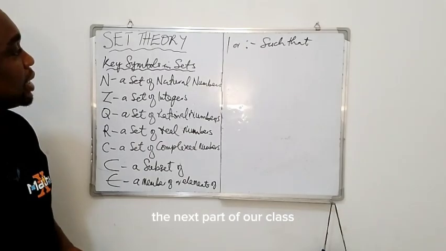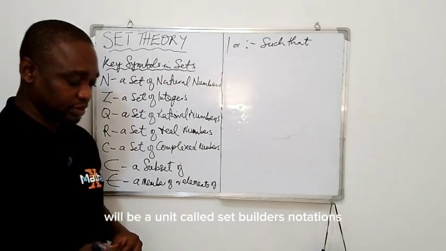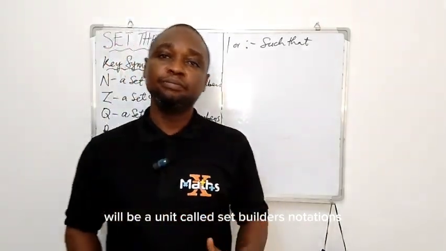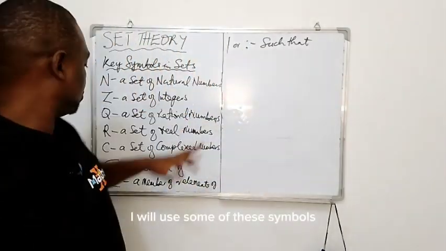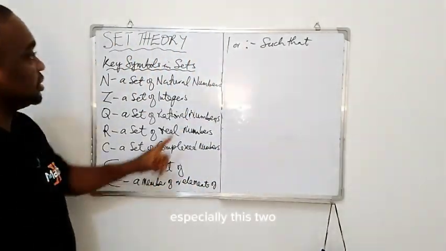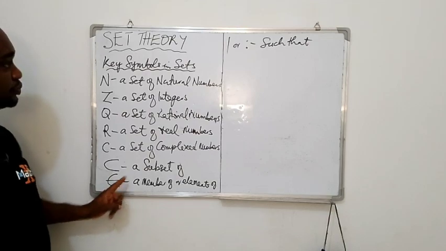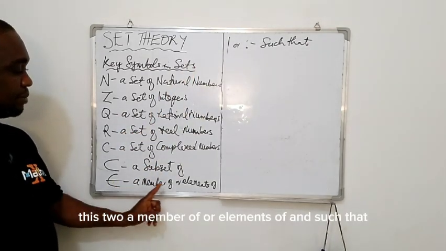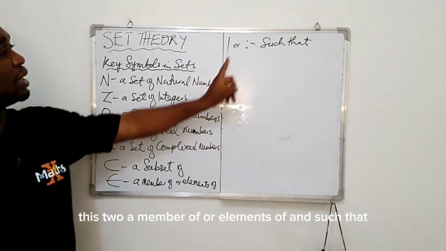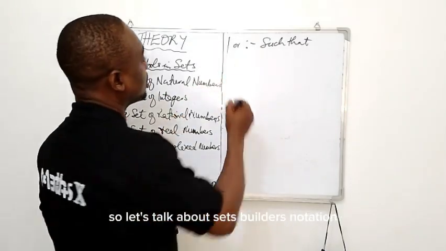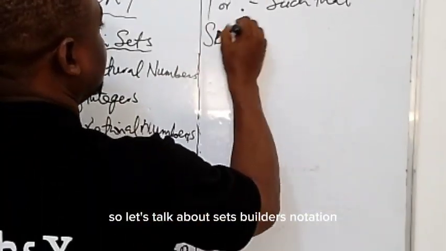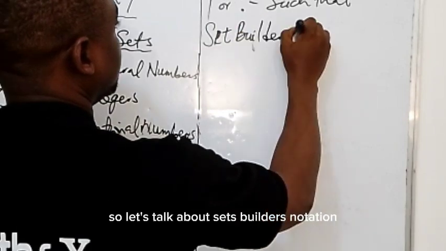The next part of our class will be a unit called set builders notations. In our set builders notations, I will use some of these symbols, especially these two: a member of or elements of, and such that. Watch out for this because I'll be using them. So let's talk about set builders notation.